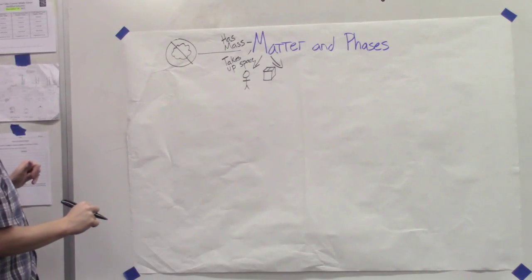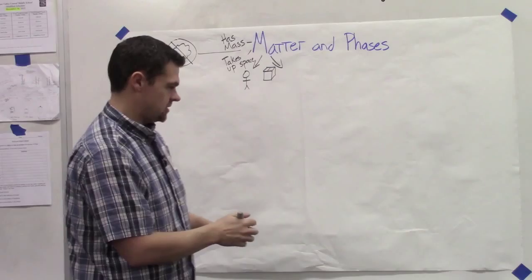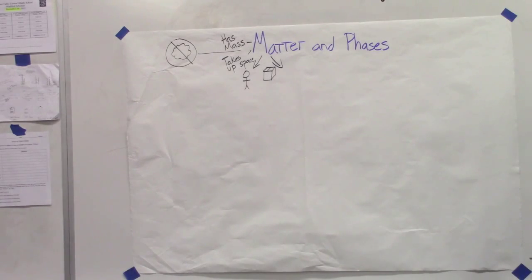All right, now let's talk about atoms and how they are structured. And let me switch up the colors here for a second. Let's go with green, blue, and red.